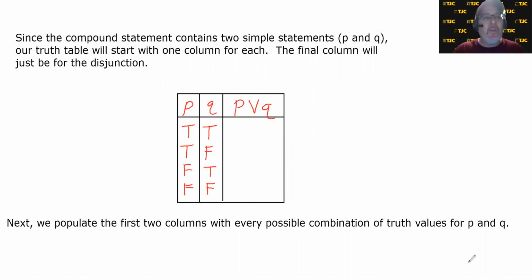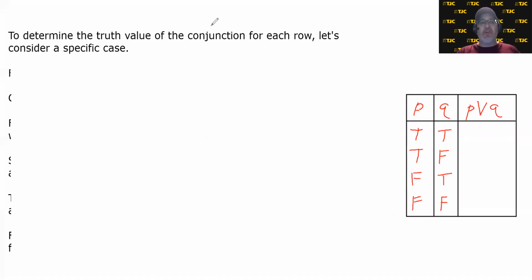Anyway, to determine the truth value of the conjunction for each row, I missed one of the disjunctions. Hold on. I knew it was bound to happen.